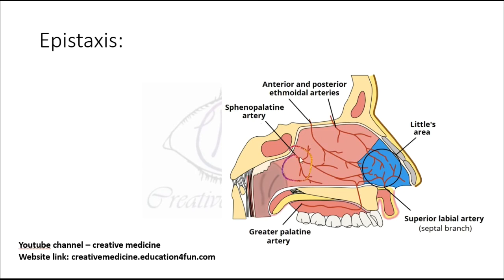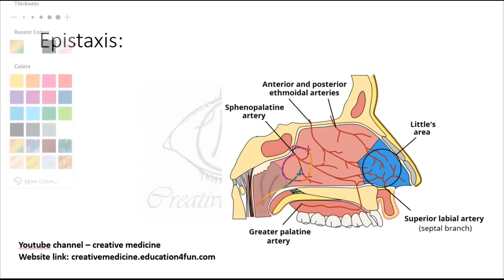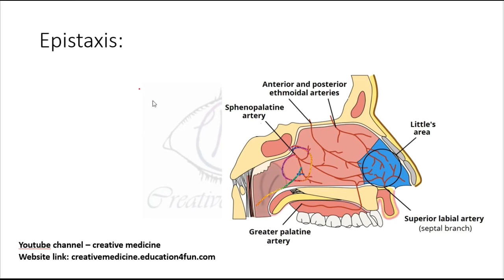In Woodruff's plexus, we have the sphenopalatine artery and also the posterior pharyngeal artery. It is located on the lateral nasal wall, inferior to the posterior end of the inferior turbinate. So here you will have the inferior turbinate.